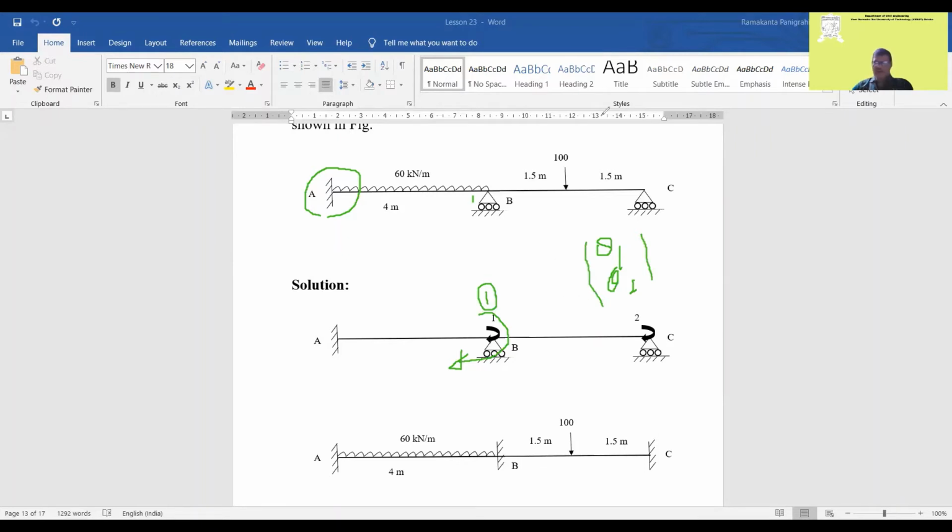And the next step, what we'll do, as we have discussed, is make this problem restrained. Now we have to restrain this rotation, then you have to fix the beam. Restraining rotation means you have to apply the moment. So that means the ends will now be fixed.